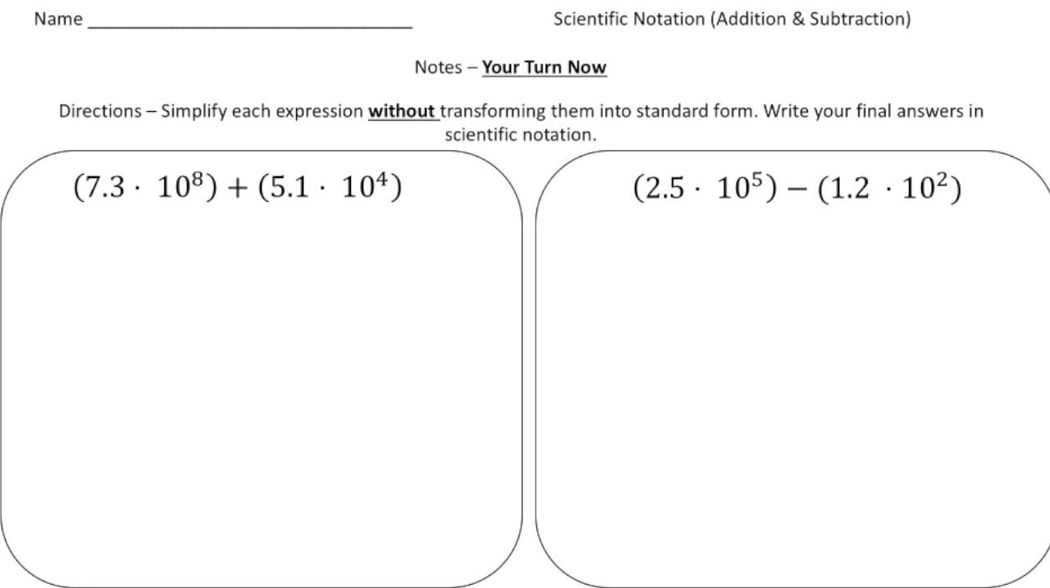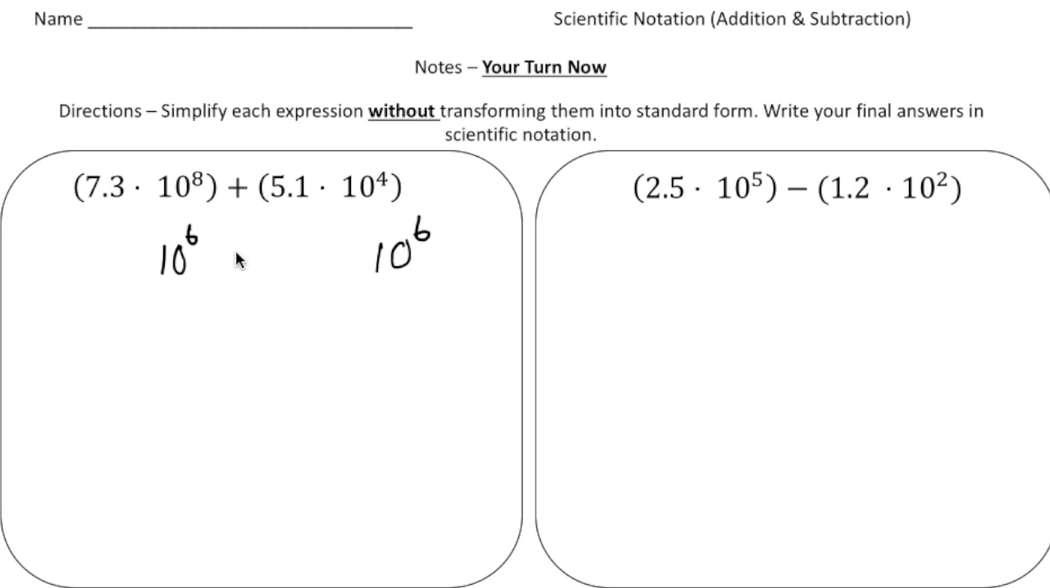Hey everybody, welcome back. Let's see how you did with these problems, okay? So the first one we had 7.3 times 10 to the 8th plus 5.1 times 10 to the 4th. Okay, so notice our powers are 8 and 4, okay? So I like to kind of choose a number in between 8 and 4. So I'm going to go with 6. So we're going to have 10 to the 6th for each part.